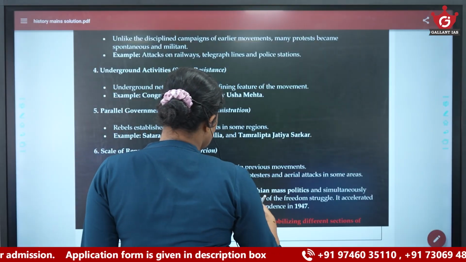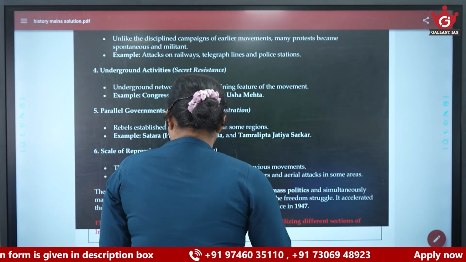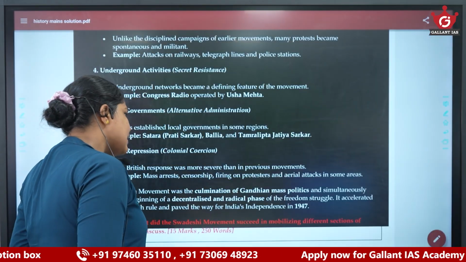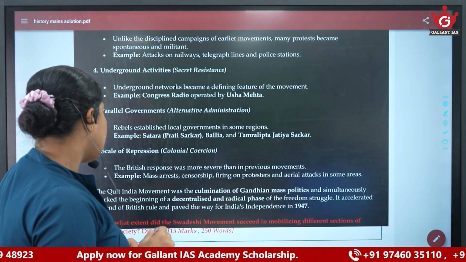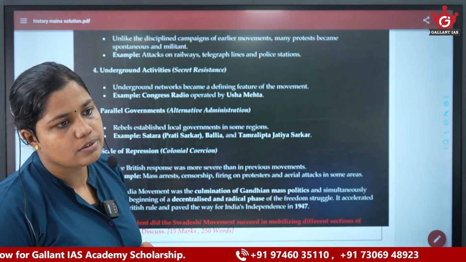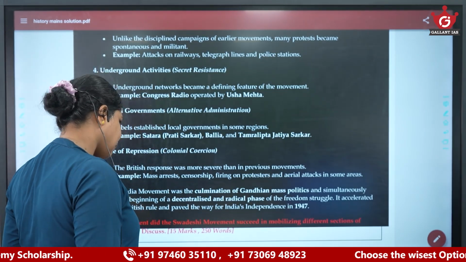The Quit India movement was a culmination of Gandhian mass politics and simultaneously marked the beginning of a decentralized radical phase of Indian freedom struggle. It accelerated the end of British rule and paved the way for India's independence. So it's a very optimistic kind of conclusion.